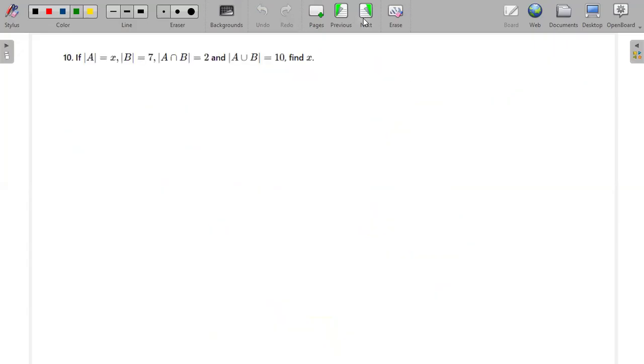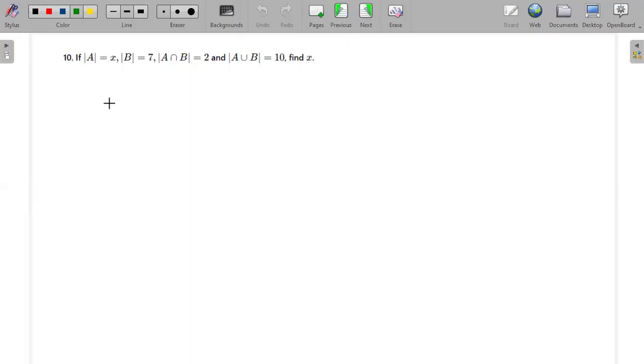If there's no question, here we've been given that the modulus of A is equal to X, simply meaning that the number of elements in A is equal to X, the number of elements in B is equal to 7, the number of elements in A intersection B is equal to 2, and the number of elements in A union B is equal to 10. Find X. So here we just use the formula for the union of two sets.